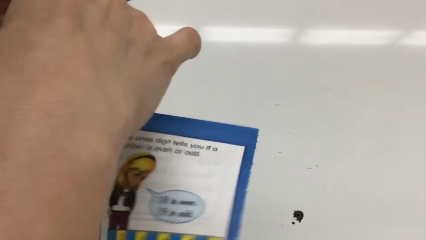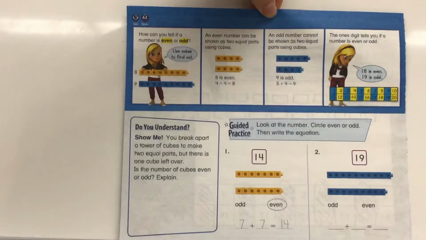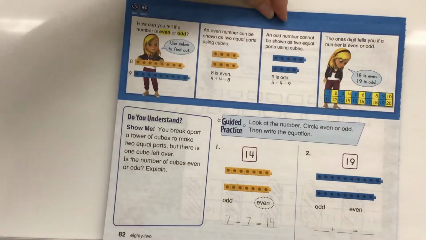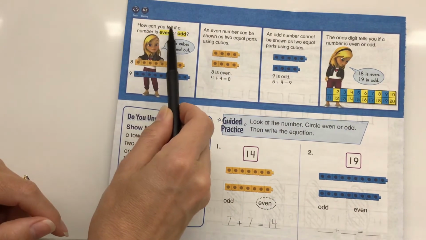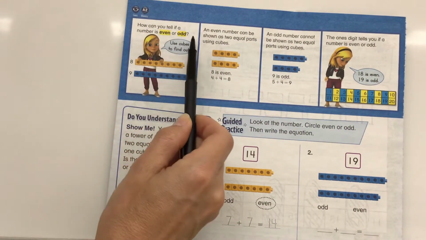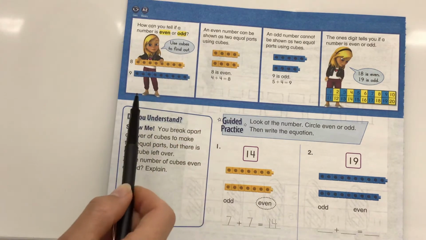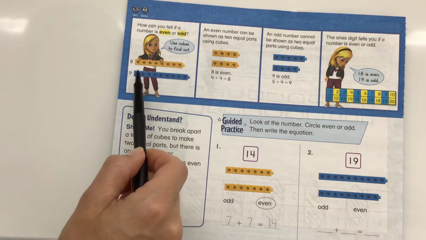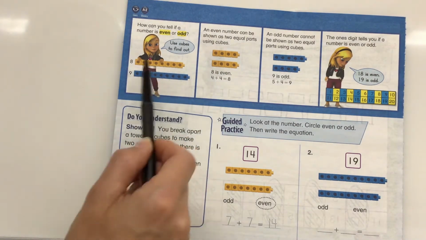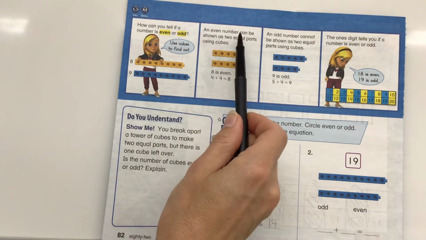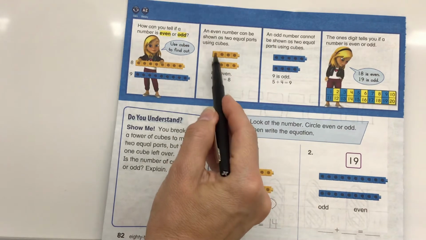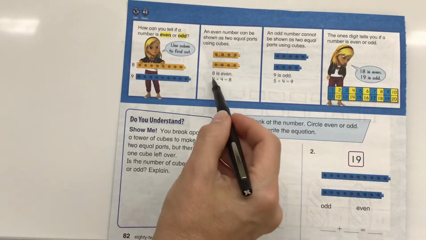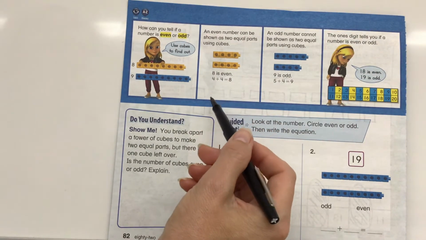Okay? Let's go ahead and go to the back page here, and start reading our little comic. How can you tell if a number is even or odd? You can use the cubes to find out. So they have 9 here in blue and 8 at the top. An even number can be shown as two equal parts using cubes. So we have 4 plus 4, that's even. So we have 8. We know 8 is an even number.